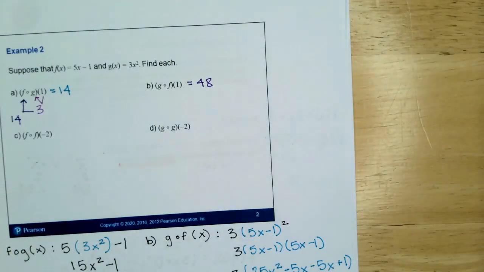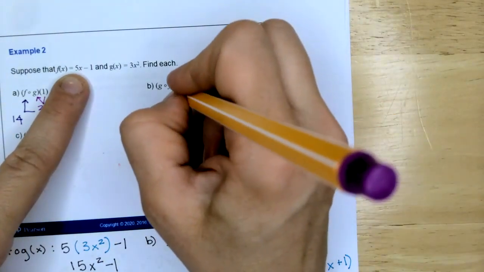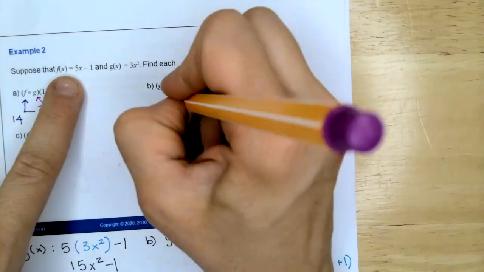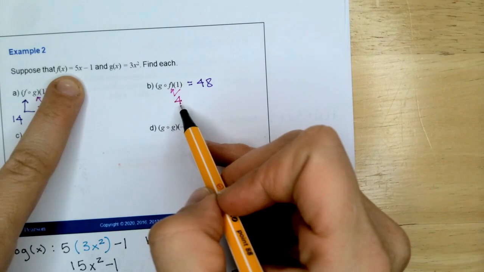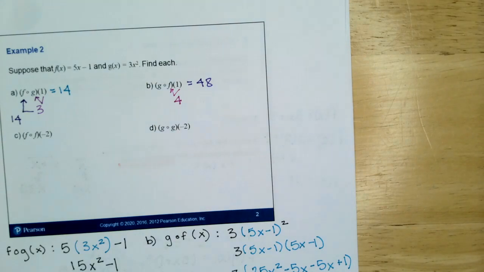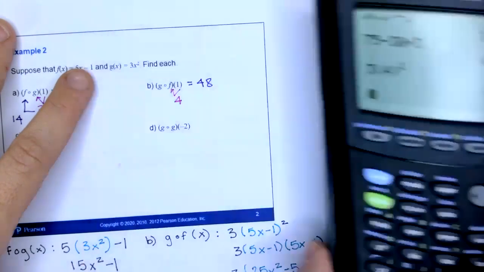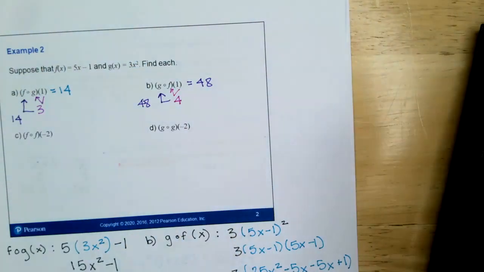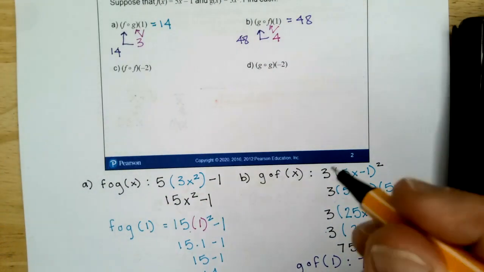Good? All right, if we were to work backwards using the work backwards method, you put in a 1 to f. 5 times 1 minus 1 is 4, right? 5 times 1 is 5. 5 minus 1 is 4. Good? Now, take that 4 and put it into 3x squared. 3 times 4 squared is 48. Same answer. Good? Okay, C asks f of negative 2.